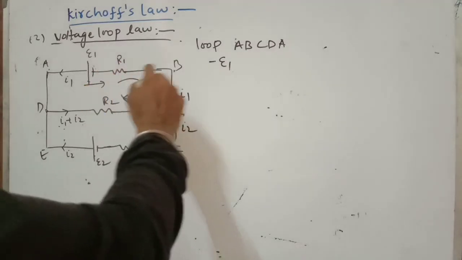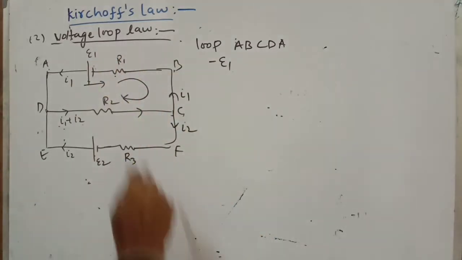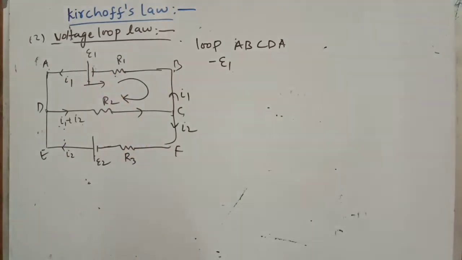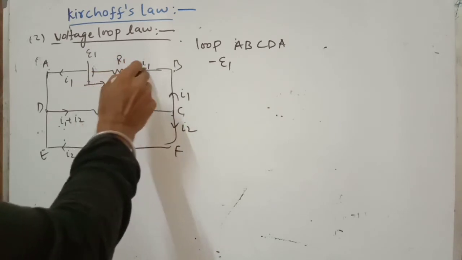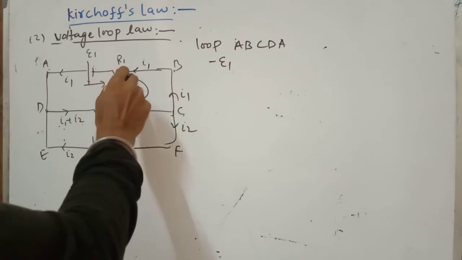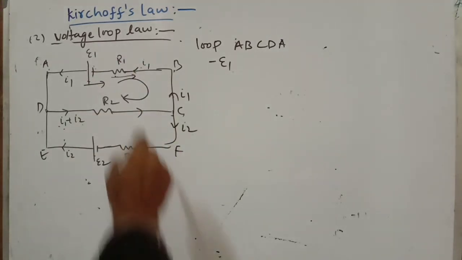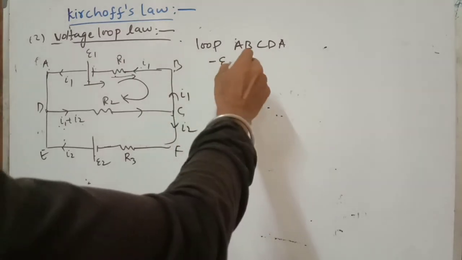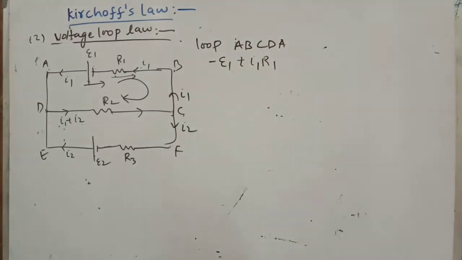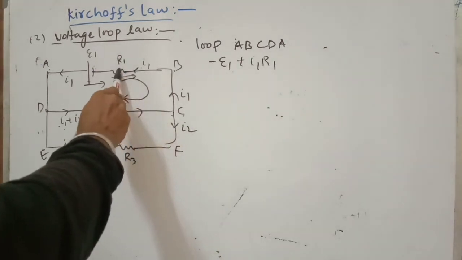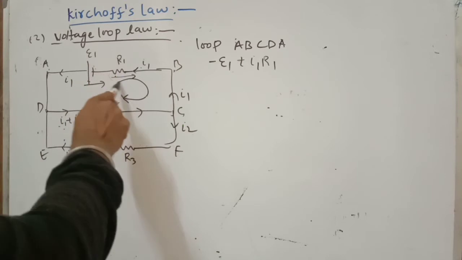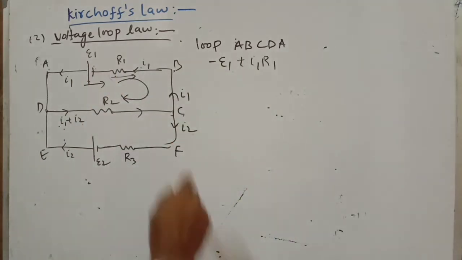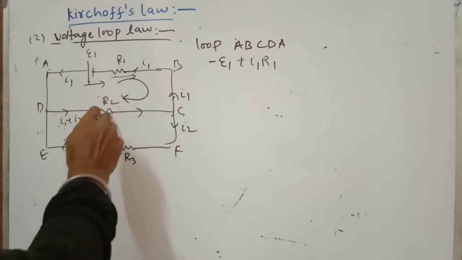Now the potential difference across resistance, what happened? See here, the current direction goes through this resistance in this direction, and your considered direction is opposite to the current direction. So the potential difference across R1 will be I1 R1, according to my second statement. Already told, if the electric current through the resistance is opposite to our considered direction, the potential difference across the resistance will be positive.